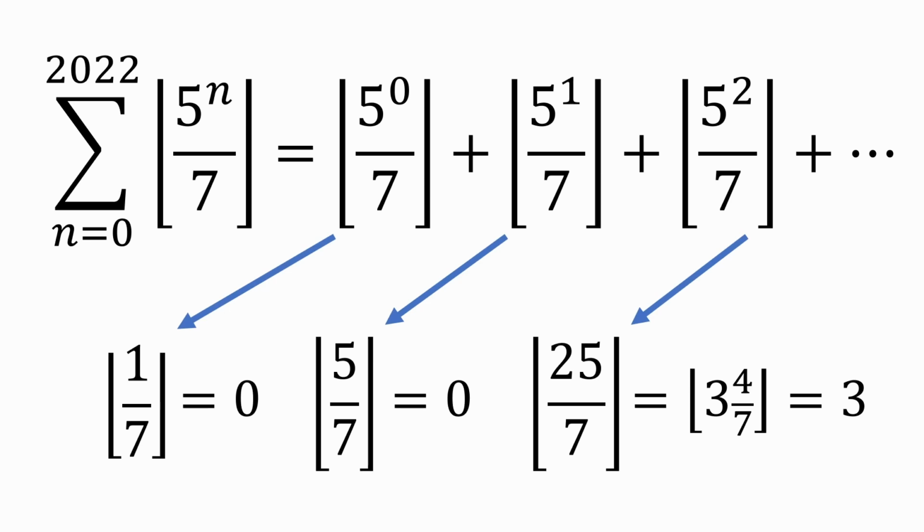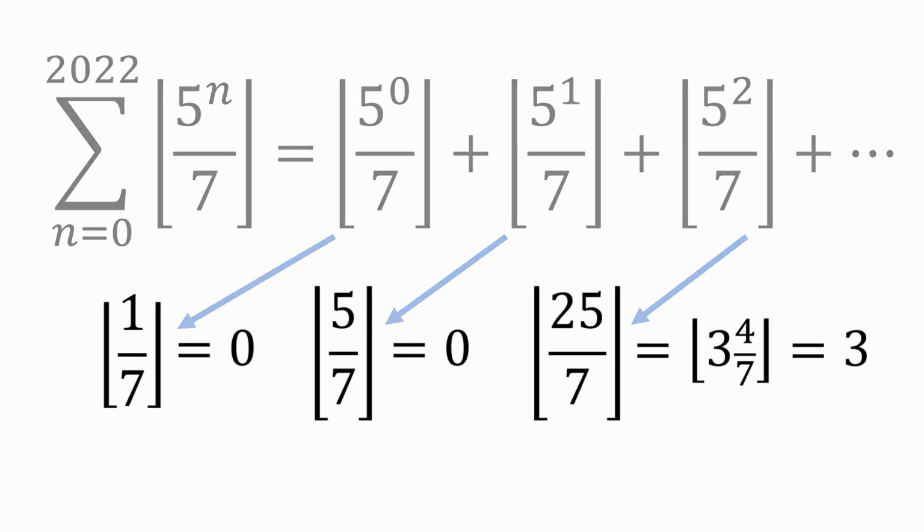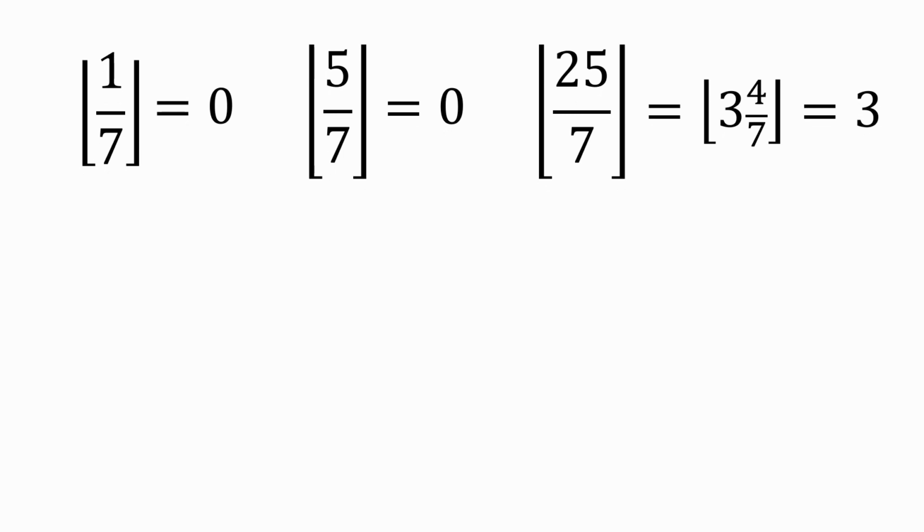But obviously, we can't keep evaluating like this 2020 more times term by term. We need a trick and a pattern to help us out. So what's the trick? The trick is to rewrite each term in a slightly different way.